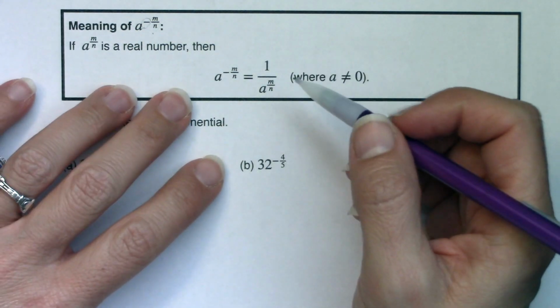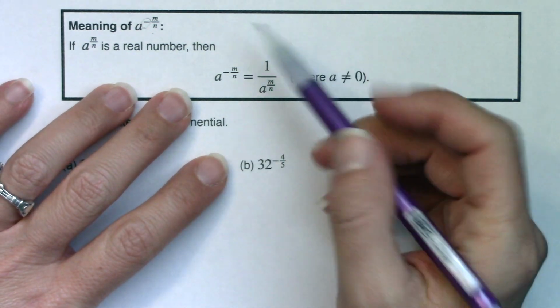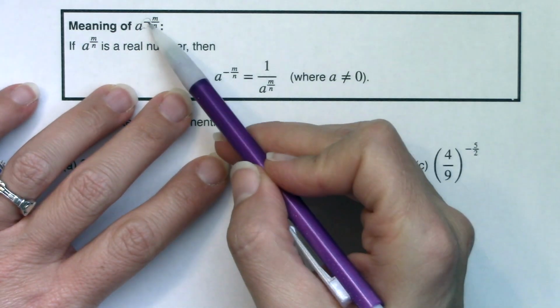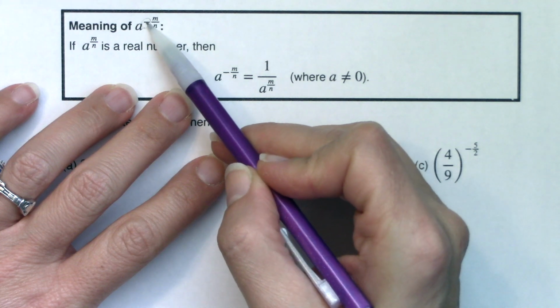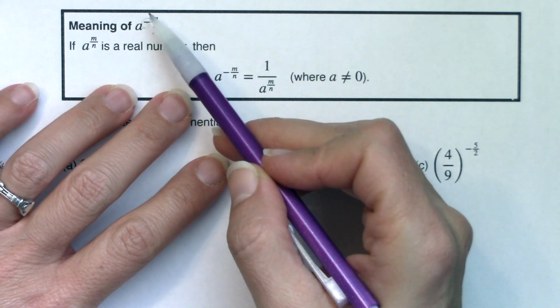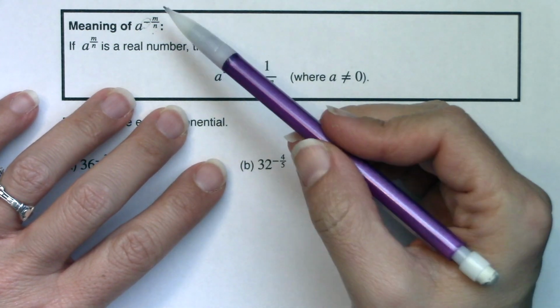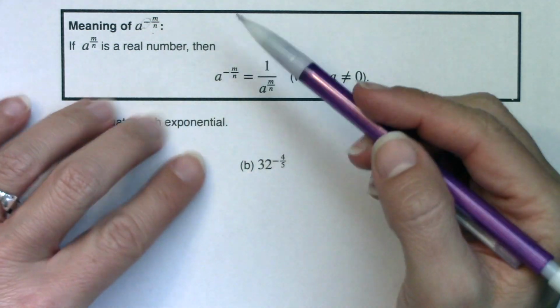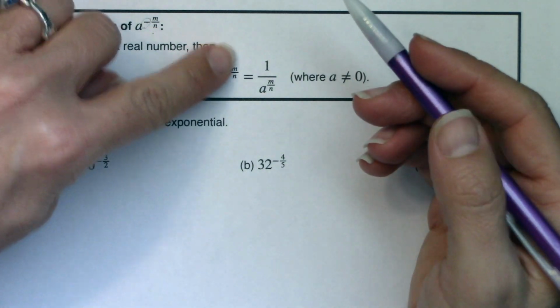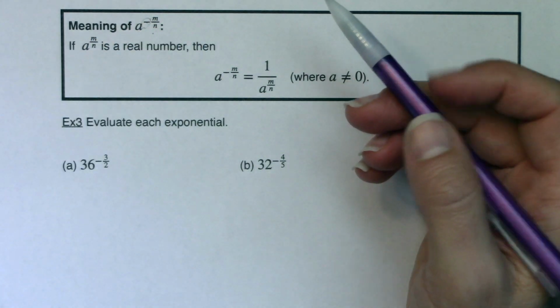I call it the traveling exponent. I don't think anyone else does. But what this reminds me is if I see a negative exponent, if something's in a numerator, I'm going to move it to a denominator. If something's in a denominator, I'm going to move it back up to a numerator. So I think of things as traveling from numerator to denominator.